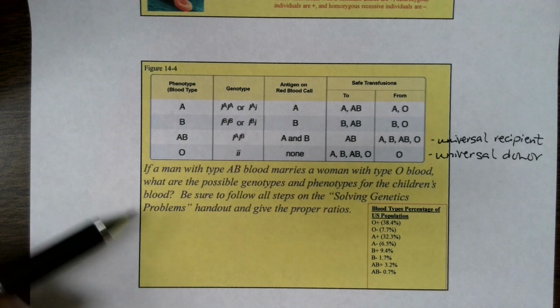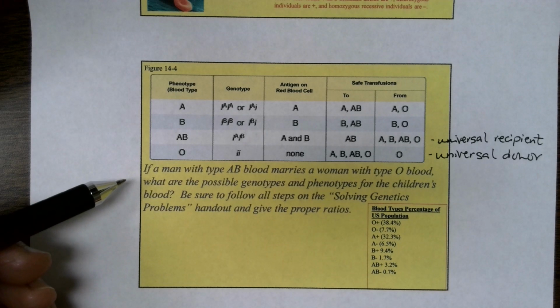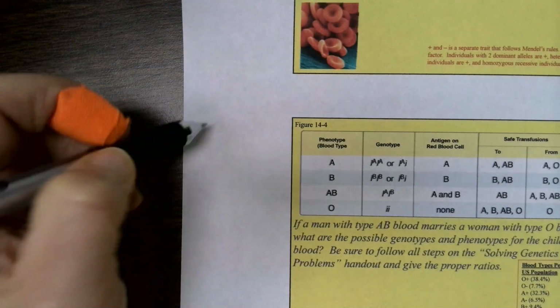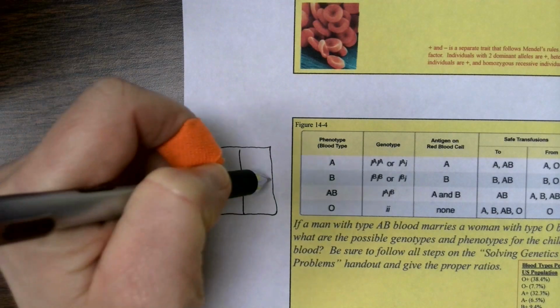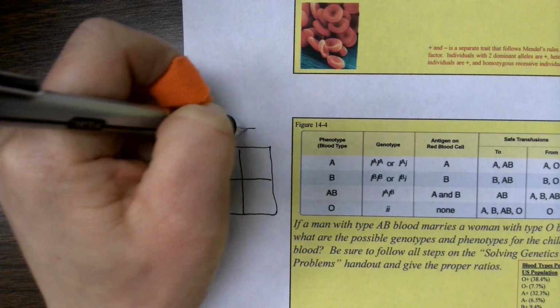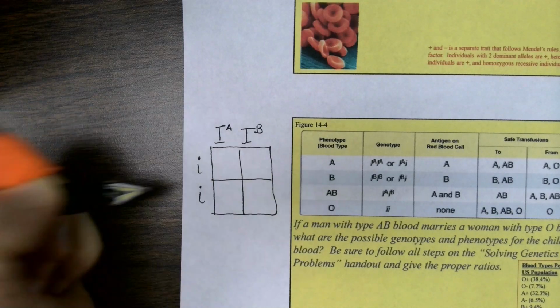Okay, so let's look at our example here. So we've got a man with type AB blood, and he marries a woman with type O blood. What are the possible genotypes and phenotypes for the children? All right, so then we're going to follow our typical rules, but because it talks about man versus woman here, let's make sure we put our alleles in the right place. So the man has AB blood, and the woman has type O blood, okay?